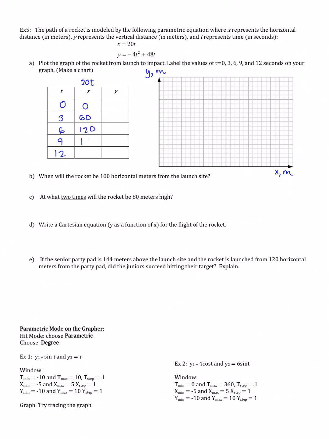120. Then we have 180. Then we have 240. On the other side, negative 4t squared plus 48t. So when we plug in our different times, we have 0, 108, 144, goes back to 108, and then this will also give me 0. So these again represent actual x, y coordinates that we can go through and graph.